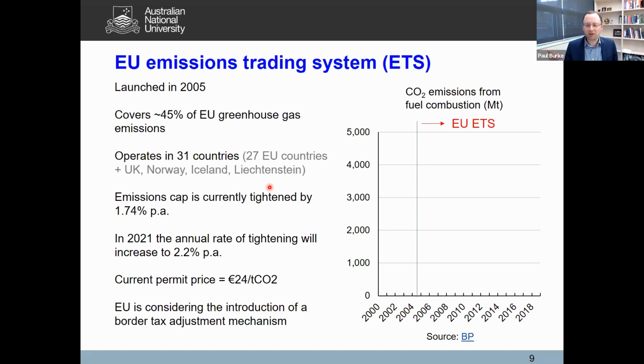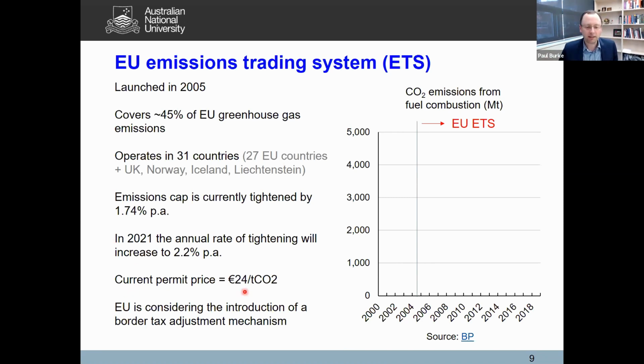It's just a very nice feature of the scheme. Every year, the emissions cap winds back or is reduced by 1.74% per annum. So it's just a system which reins in emissions in a gradual, steady way over time. Interestingly, next year, that rate will increase to 2.2% per annum. They are moving to a more ambitious series of reductions in the size of that cap.